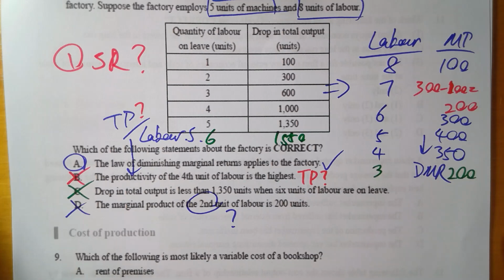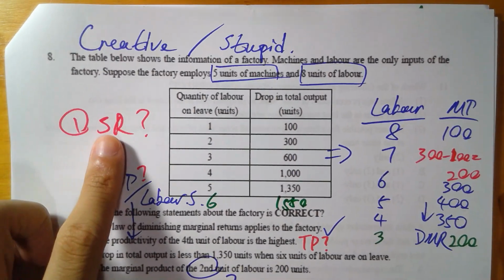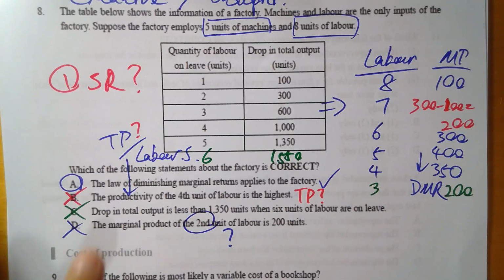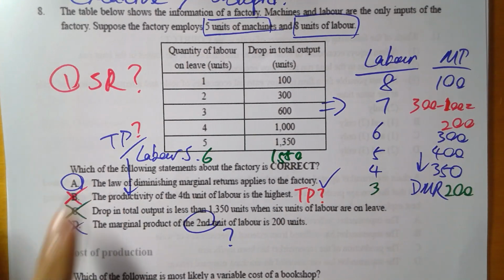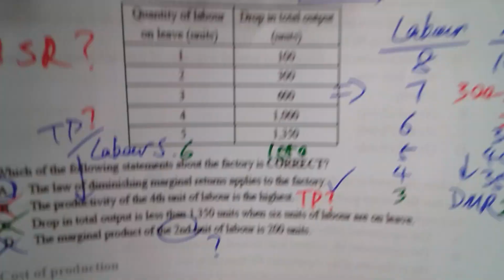But again, I think this is not the best answer because we still do not know about short run or long run. It is only among A, B, C, D that A is the best answer here. Done that. Okay. So let's move on.